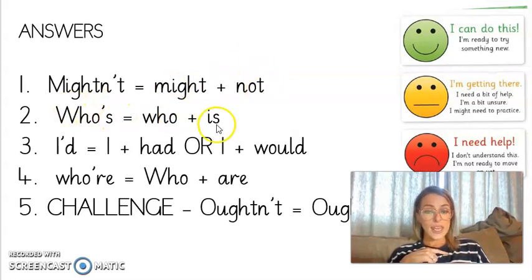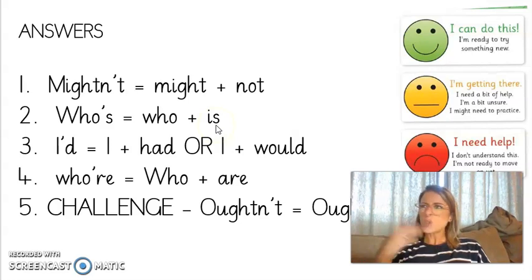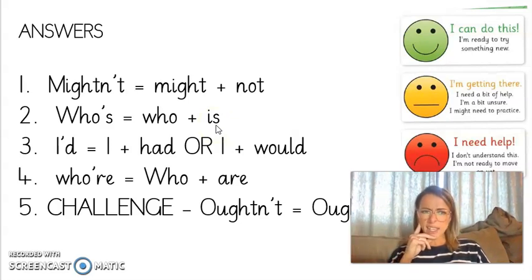Whose, who is. So we might say, whose badge is that? Okay, or who's looking. Oh no, that was a bad example, actually. Let me think of a different one. We might say, who's looking through the window? Okay, or who's doing their homework? That's a better example.